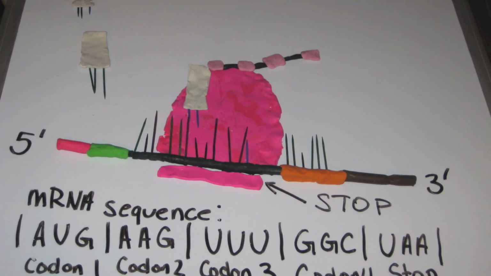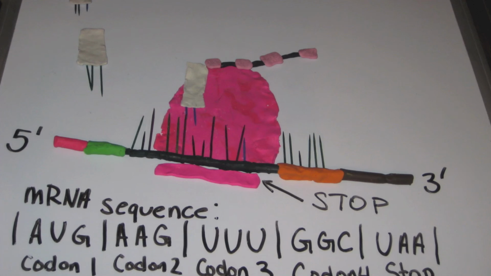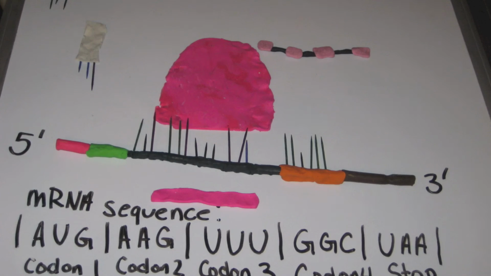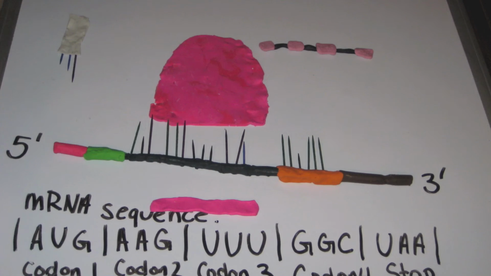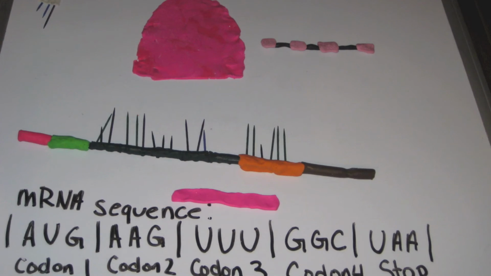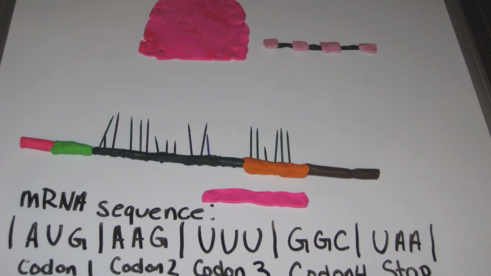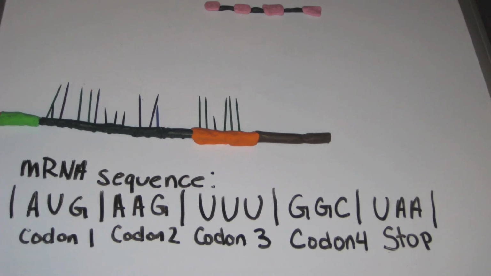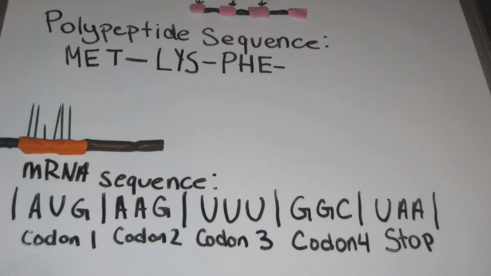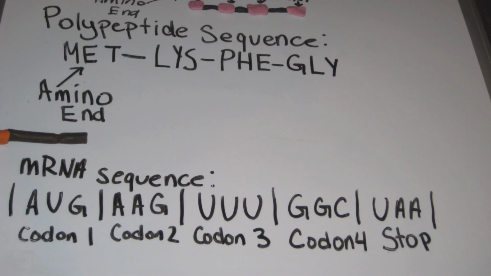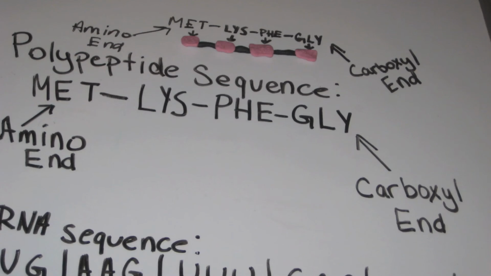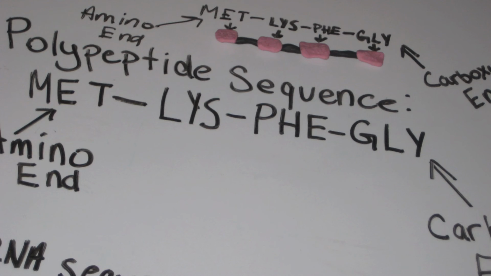Termination, the final stage of translation, occurs when a stop codon reaches the A site. A release factor binds to the stop codon, releasing a water molecule that hydrolyzes the final polypeptide-tRNA bond. The resulting polypeptide sequence is methionine, lysine, phenylalanine, glycine, with methionine at the amino end, also known as the N-terminus, and glycine at the carboxyl end, also called the C-terminus.